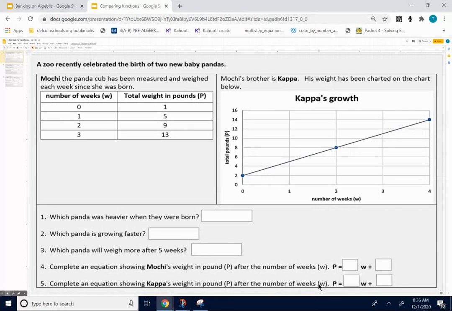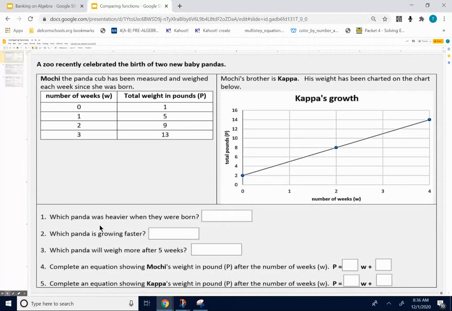A zoo recently celebrated the birth of two new baby pandas. The data table is showing the weight of Moki and Moki's brother Kappa. The graph is showing the weights of Kappa over time after 0 weeks, 1 week, 2 weeks, 3 weeks. We're going to look at three questions and look at their equations.